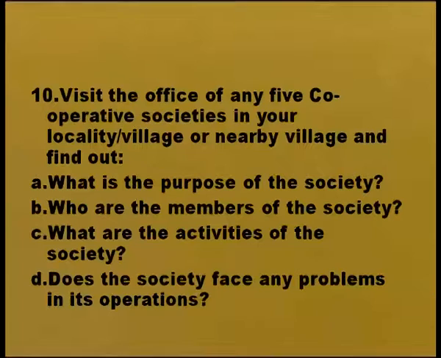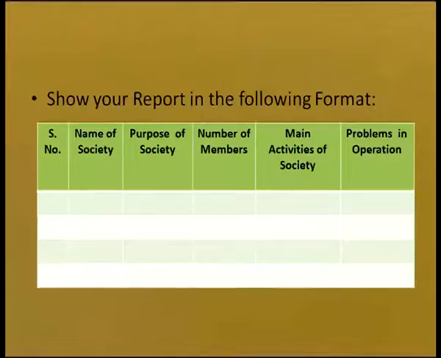Another report: visit the office of any 5 cooperative societies in your locality and find out what is the purpose of this society, who are the members of this society, what are the activities of this society, and does the society face any problems in its operation. Prepare a report in this format: serial number, name of the society, purpose of the society, number of members, main activities of the society and problems in operation.